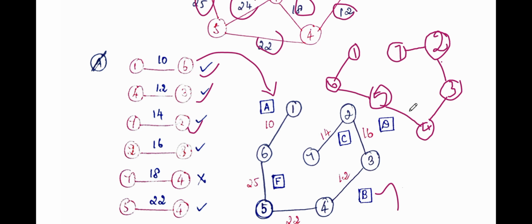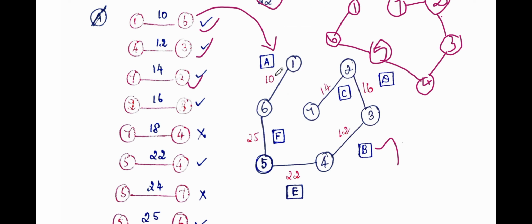So 1, 2, 3, 4, 5, 6 edges are there. Total vertices is 7. Here total vertices is 7, so we only need 6 edges to form the MST. Clear? So this is the step number.